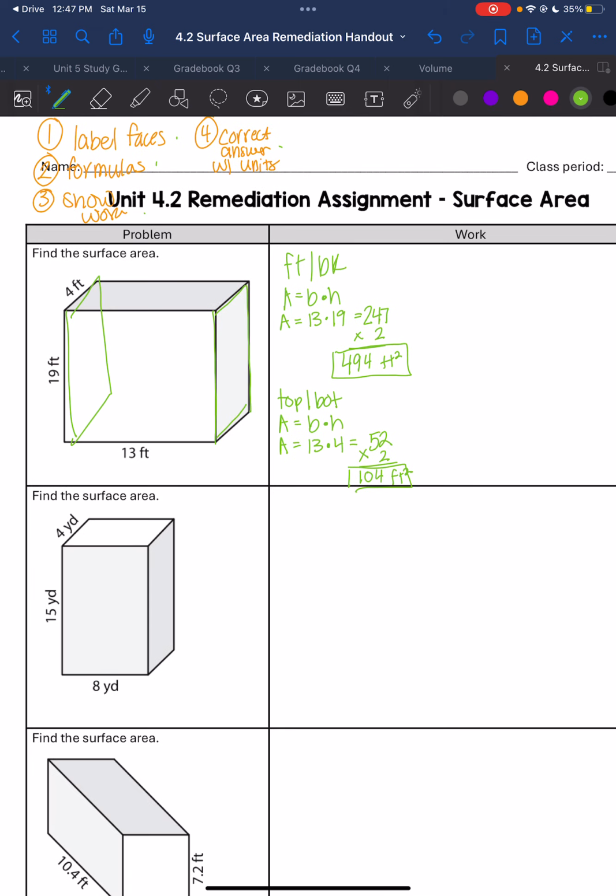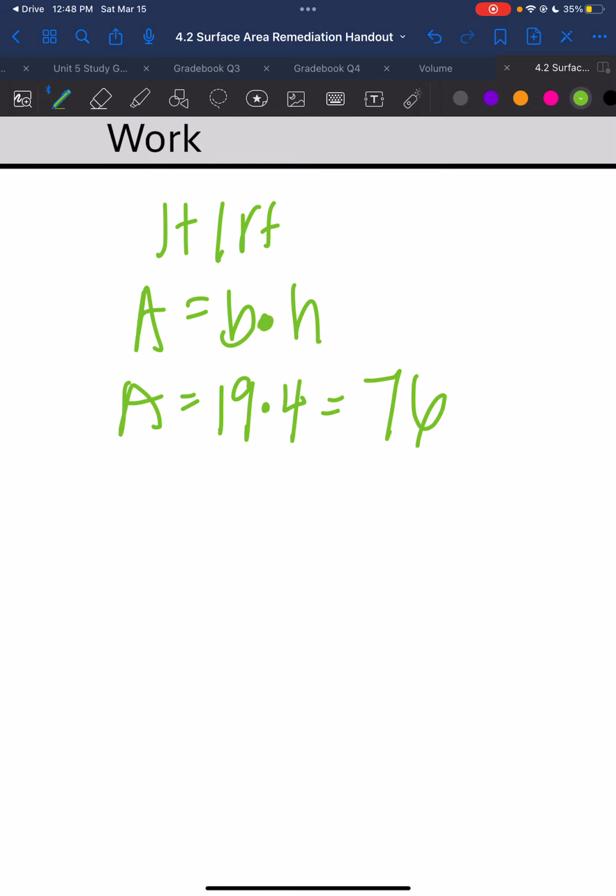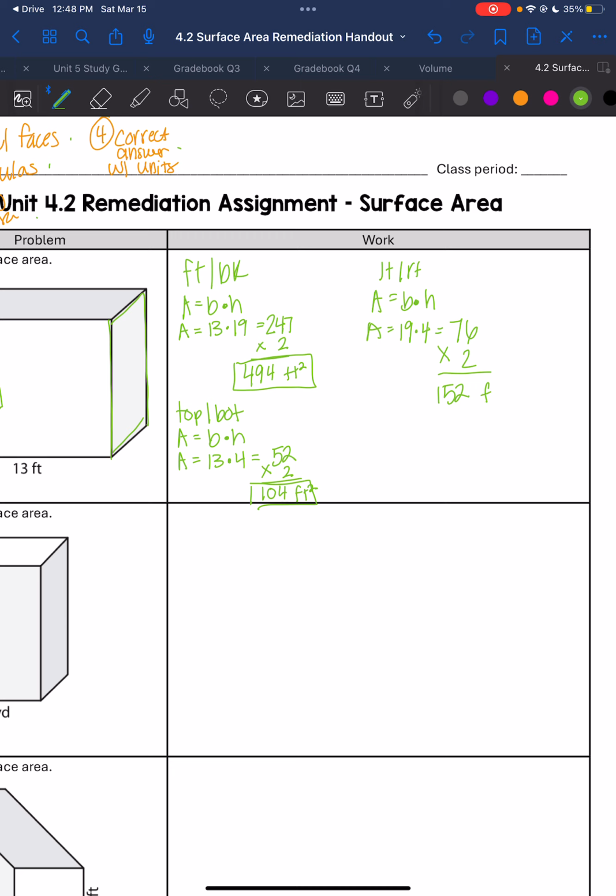So I'm going to label this left and right, and then I'm going to start with my left side right here. The shape is a rectangle, so I can use base times height to find the area. So my area equals 19 times 4. So 19 times 4 is 76. And there's 2 of them, so I can double it. So 152 feet squared.